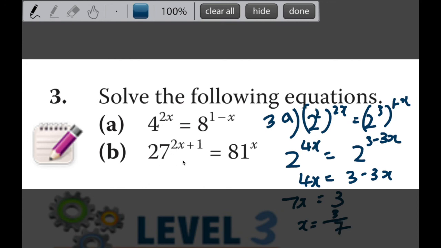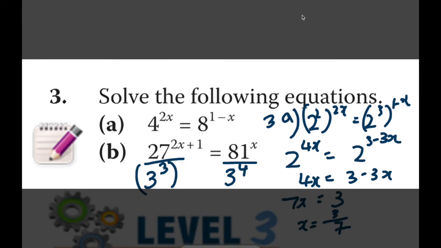So it's not difficult if you can recognize what is the base that you want. For 27 and 81, the base you should go for is 3. So 27 is actually 3 cubed, and 81 is equal to 3 to the power 4, right? Then the whole process repeats itself.